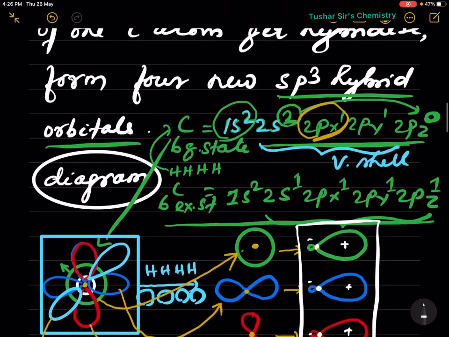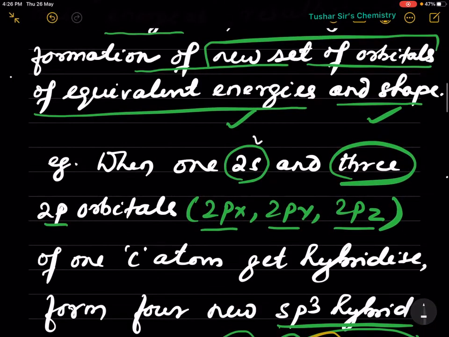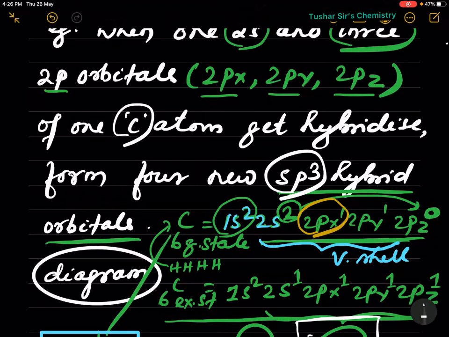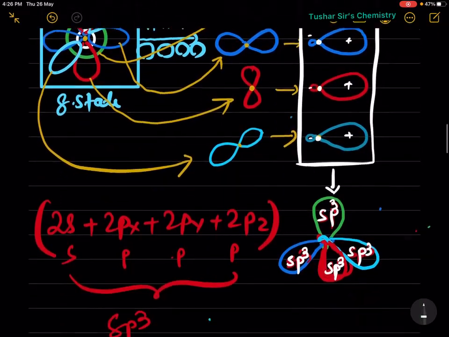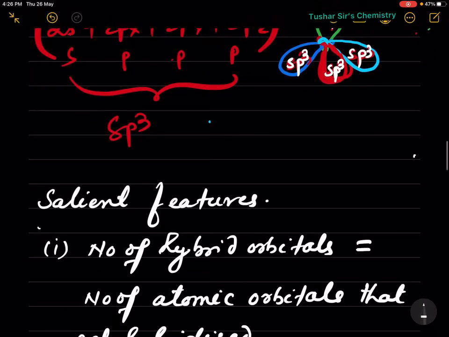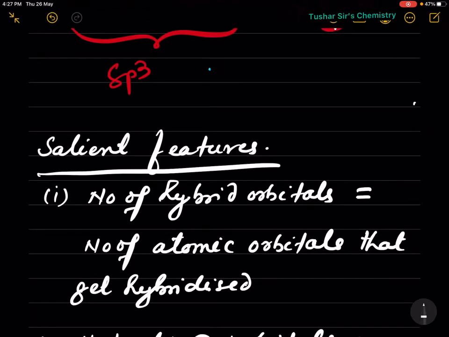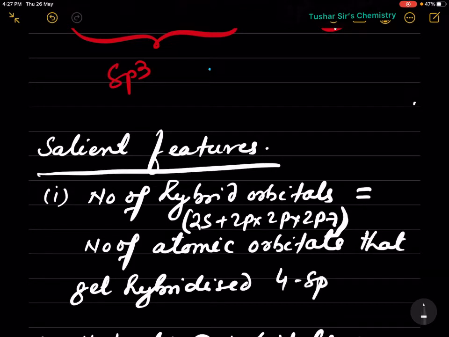You see here, when one 2s and three 2p orbitals of one carbon atom get hybridized, they form four sp3 hybrid orbitals. This is the diagram I have drawn over here. Now the salient features of hybridization: the number of hybrid orbitals is equal to the number of atomic orbitals that get hybridized. In this case, 2s, 2px, 2py, 2pz, four atomic orbitals are there, and you got four sp3 hybrid orbitals.